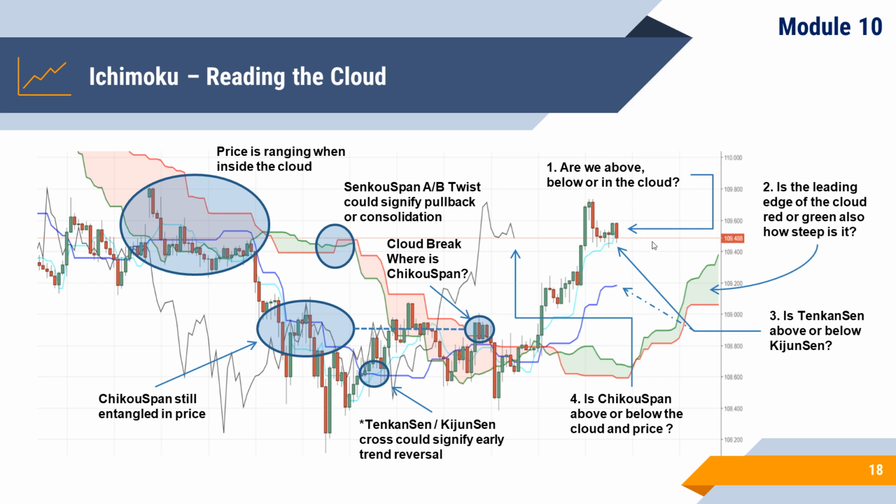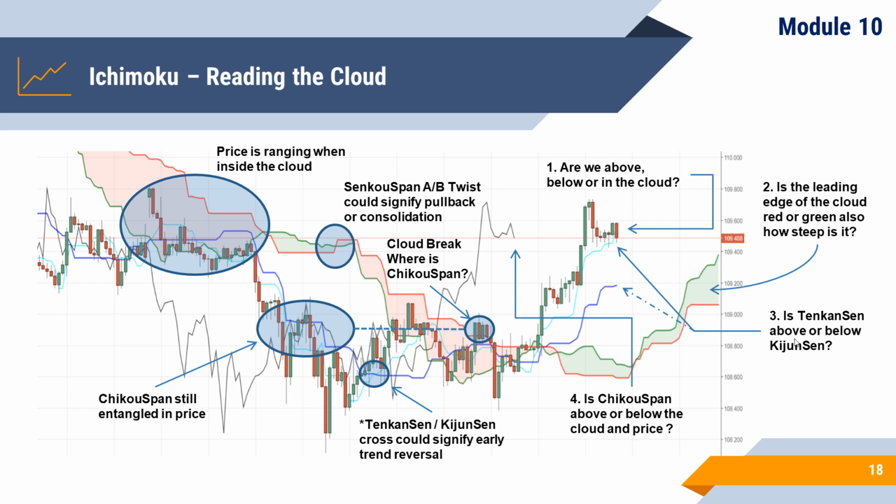So, in this specific example, you guys can see that the leading cloud is pointing rather steeply upwards, meaning there's a lot of momentum in the market. You guys can also see that it is green. That means that Senkou span A is above Senkou span B. So, that would also be a bullish indication, and giving confirmation of the bullish trend.